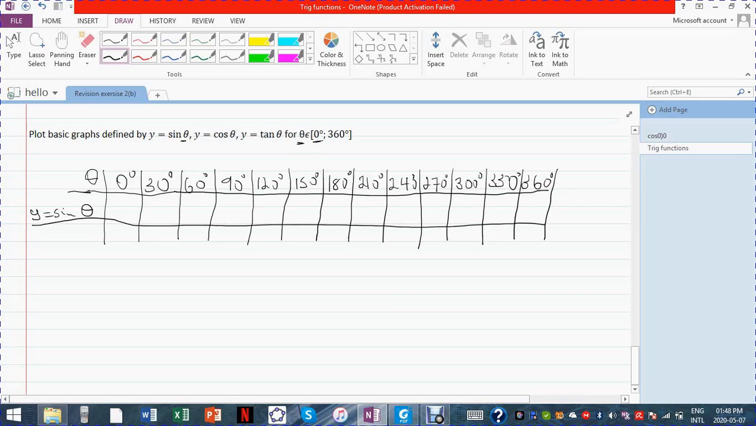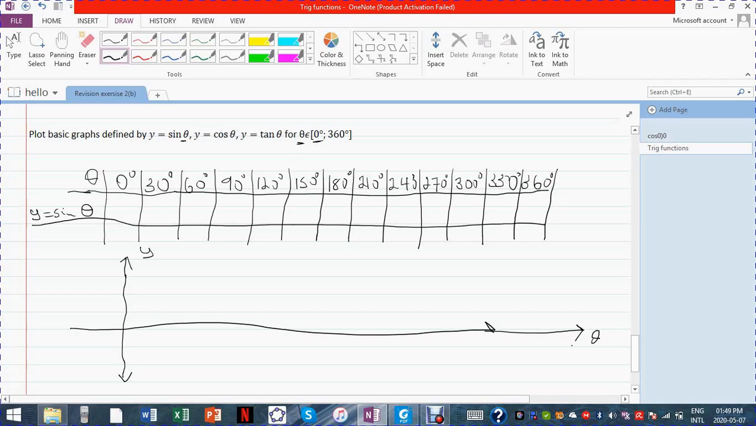Alright, so now where we're going to put this, we can work on a Cartesian plane like that, so let me just increase it a little bit, where we're going to have theta on the horizontal line and y on the vertical line, and then go in there. So now let's find the corresponding y values for the angles. But before that, let's fill in the angles here.